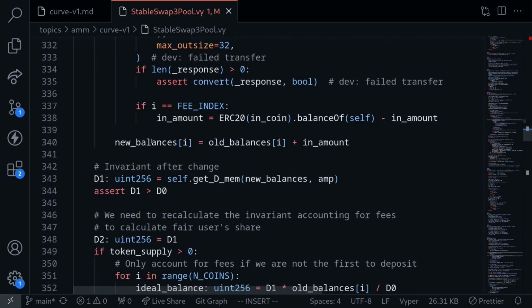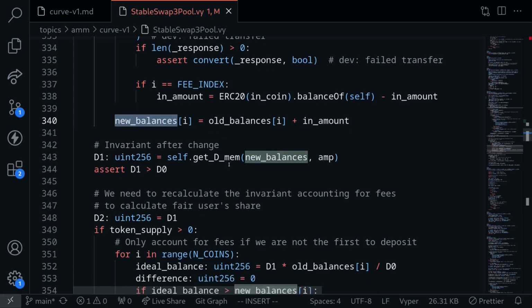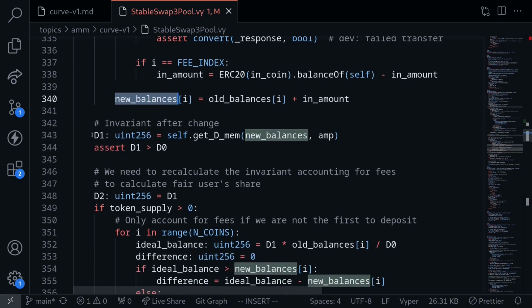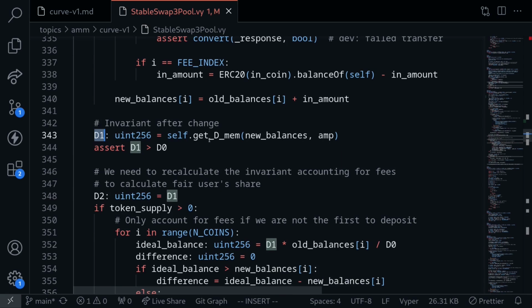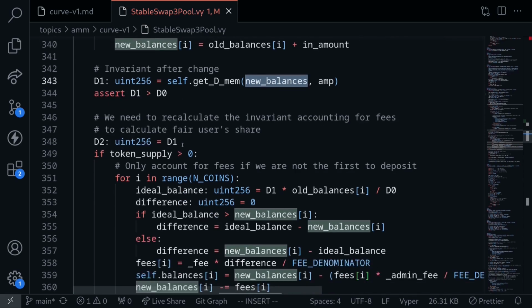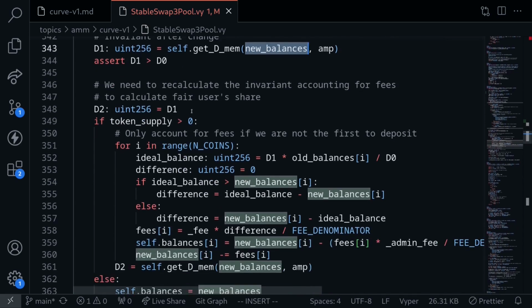So for each iteration, it's going to transfer the tokens in. And then it updates this new balances. Remember, this new balances was initialized as old balances. So to the old balances, we add some amount, the amount that came in. And with this new balances, next we calculate the D again. This time it is called D1. Again, this D represents liquidity. We added some new tokens, and here what it's doing is it's asking, with this new balance, what is the new liquidity?